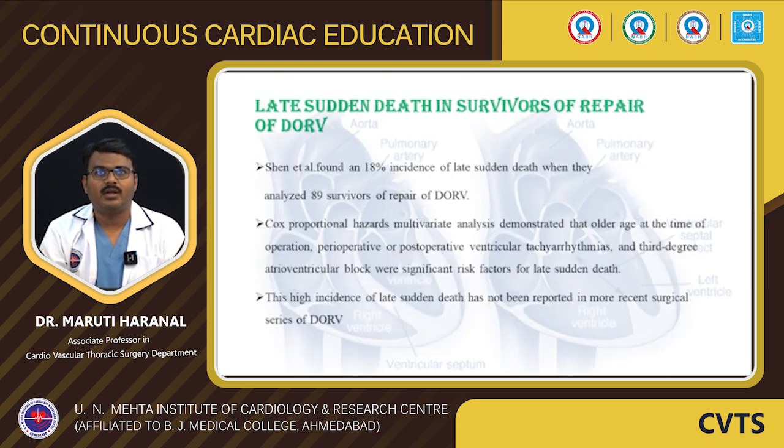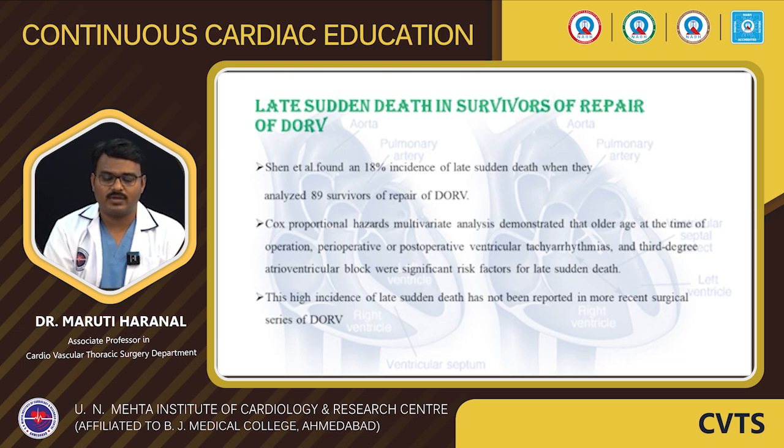Shen et al. found an 18% incidence of late sudden death when they analyzed 89 survivors of DORV. Cox proportional hazards multivariate analysis demonstrated that older age at the time of operation, perioperative or postoperative ventricular tachyarrhythmias, and third degree atrioventricular block were significant risk factors for sudden death. This high incidence of late sudden death has not been reported in more recent surgical series of DORV.